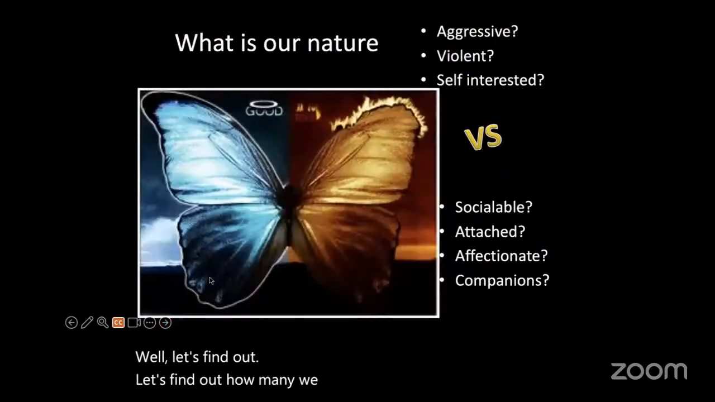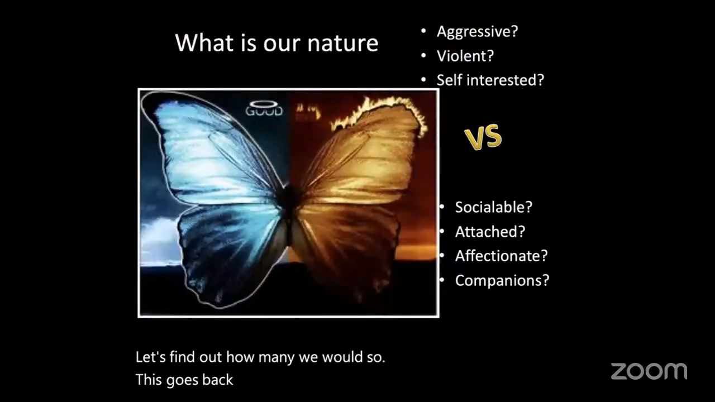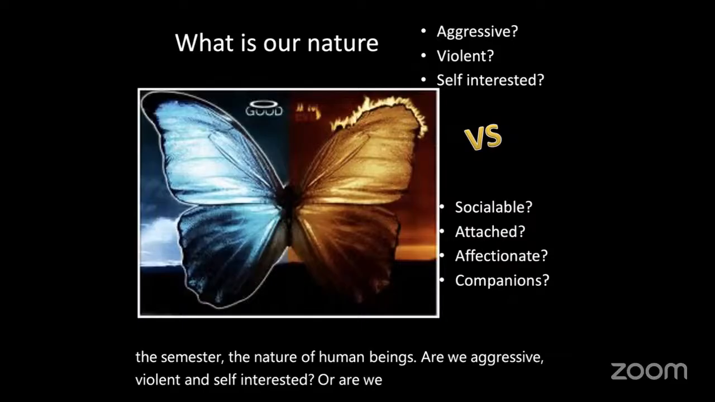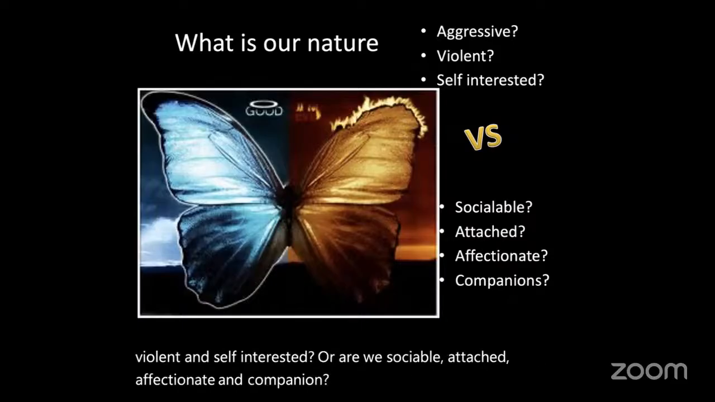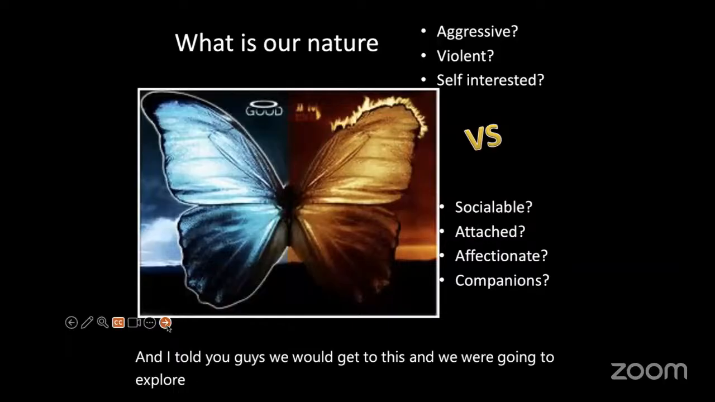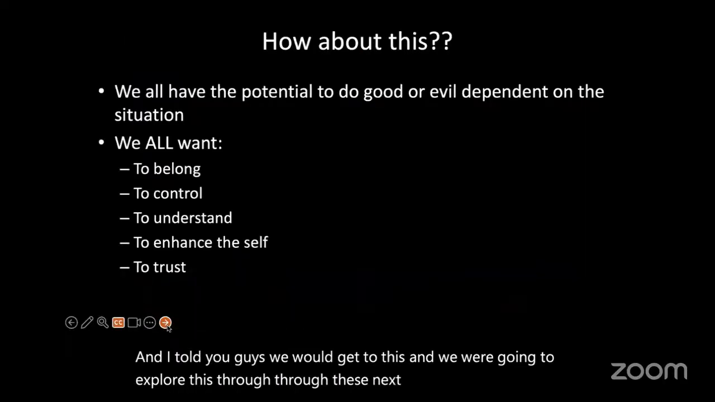So this goes back to the question that we asked at the beginning of the semester, the nature of human beings. Are we aggressive, violent, and self-interested? Or are we sociable, attached, affectionate, and companionable? And I told you guys we would get to this, and we're going to explore this through these next examples.